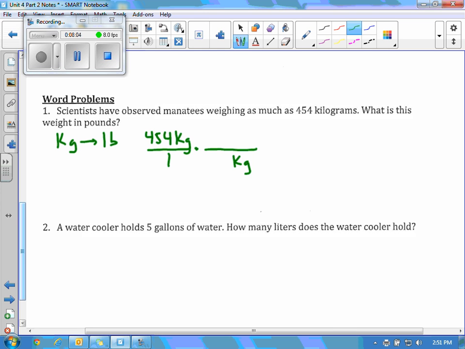I have a pound to kilogram conversion, okay, from the table. So I know that 1 pound is 0.454 kilograms. Okay. So I can cancel out kilograms and kilograms. I multiply across the top, I get 454 pounds over, multiply across the bottom, 0.454. When I divide those out, I get 1,000, and my only unit is pounds.